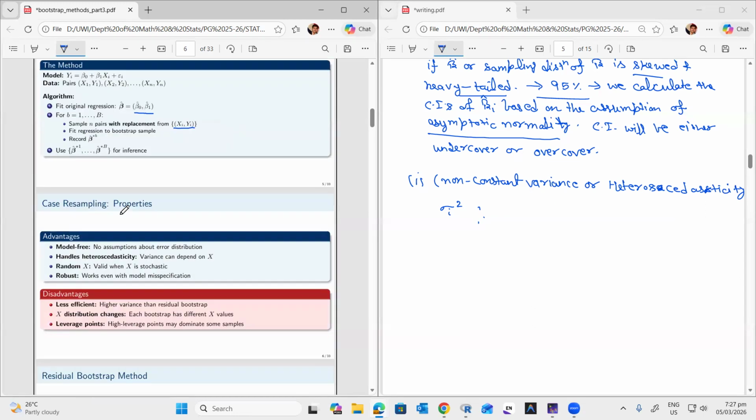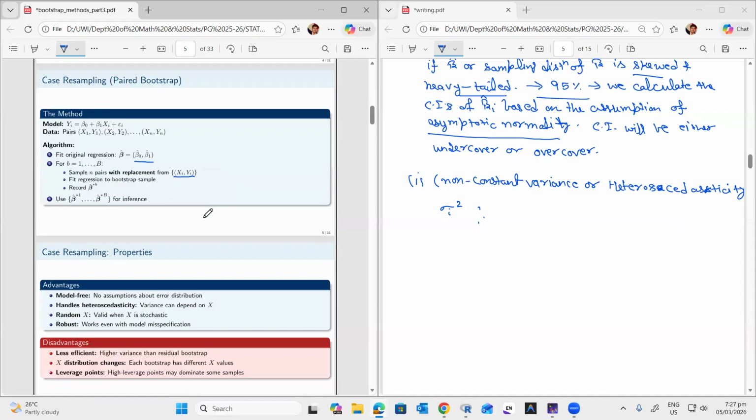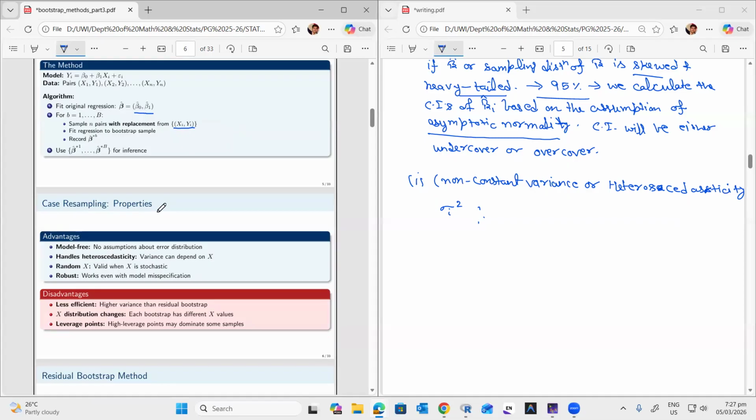After that, what are the properties of this one? The advantage is that it is model free, so no assumption about the error distribution is needed, because what we are doing here is generating (x1, y1), (x2, y2) from the given model. So we are not going to take any assumption about this epsilon i. It handles heteroscedasticity, meaning variance can depend on the x that we generate. It is valid for random x when x is stochastic, and robust, working even with model misspecification.